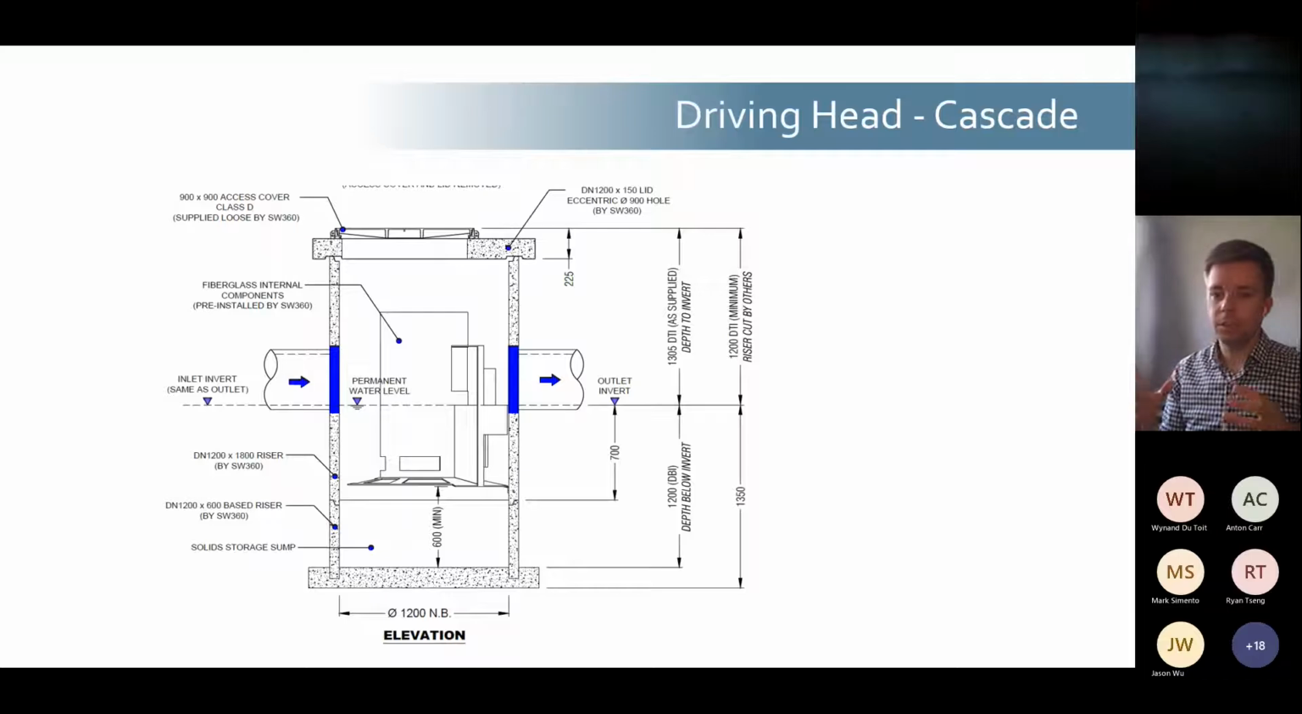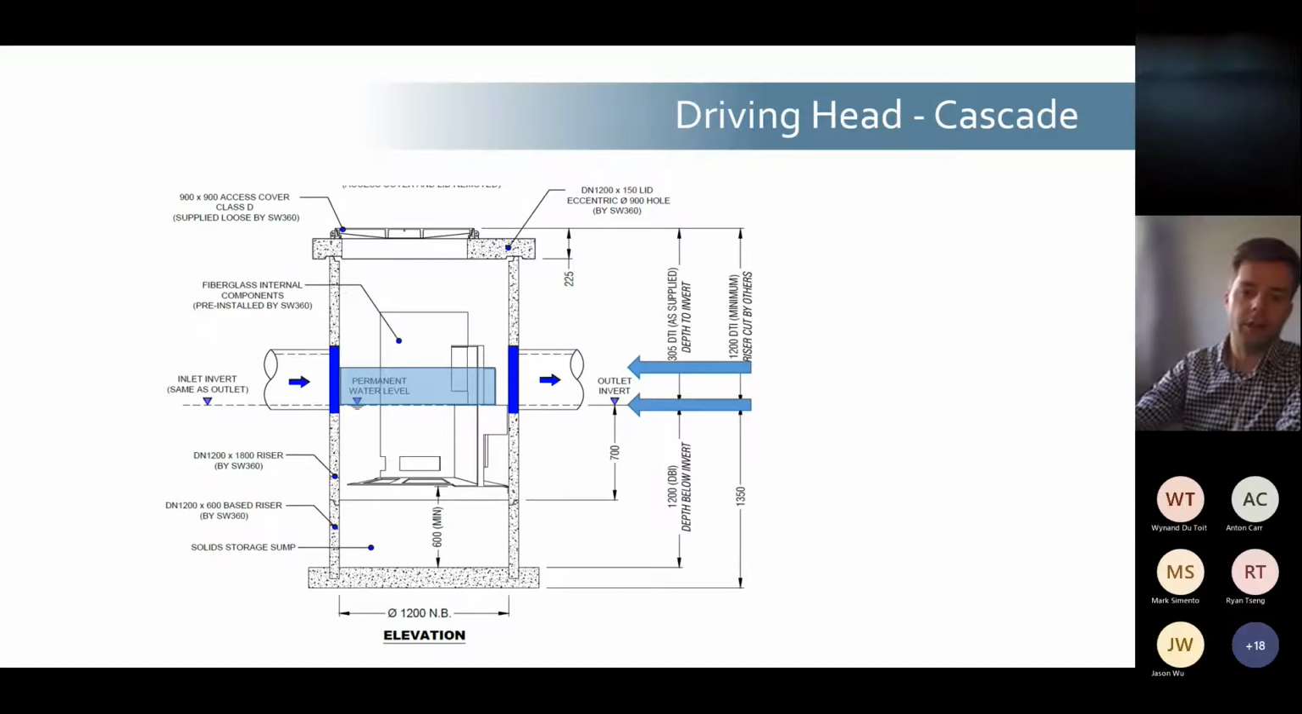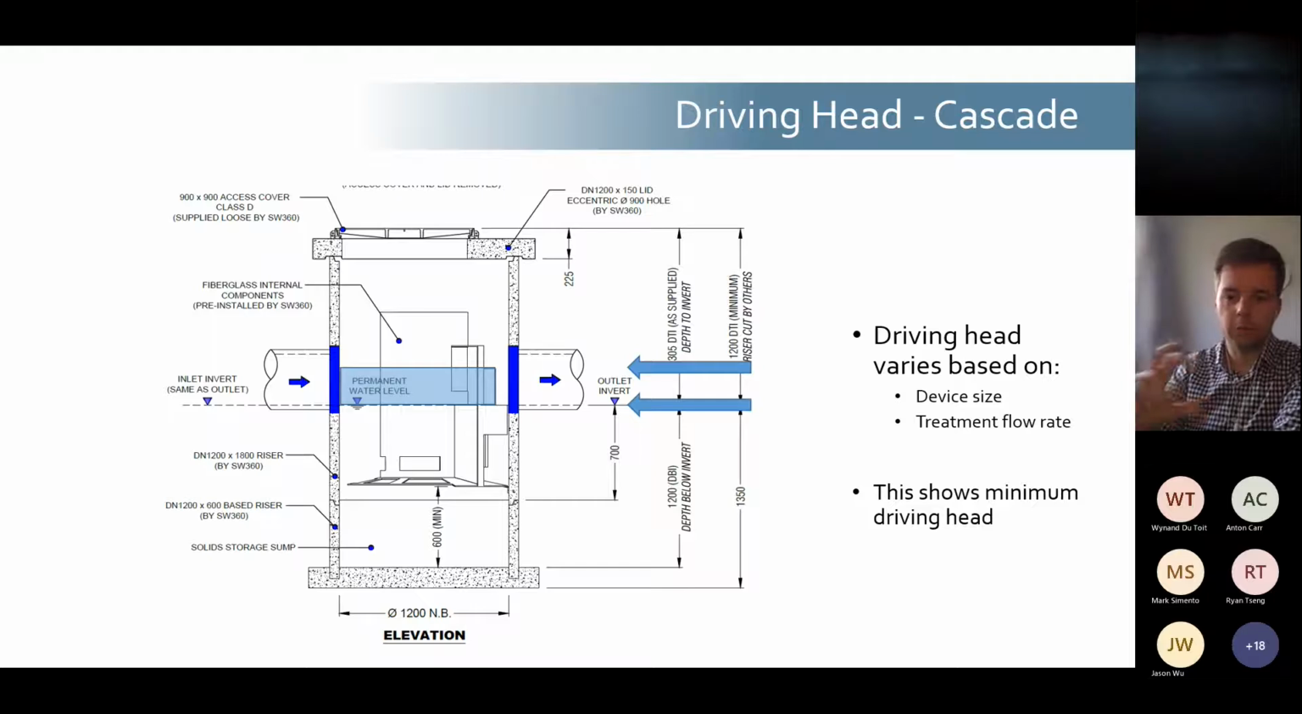With the Cascade, as we saw in the video, water builds up behind the treatment weir, and so what that means is you have a driving head that is defined by the height of that treatment weir. However, the driving head also varies based on the device size and the treatment flow rate. If you have more flow going across a weir, you will have greater head losses across that weir. And this shows the minimum driving head for the Cascade.